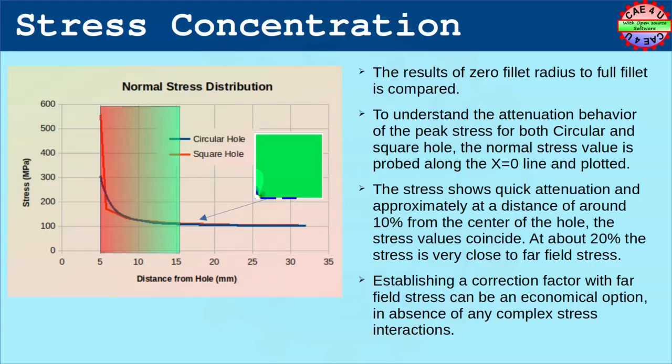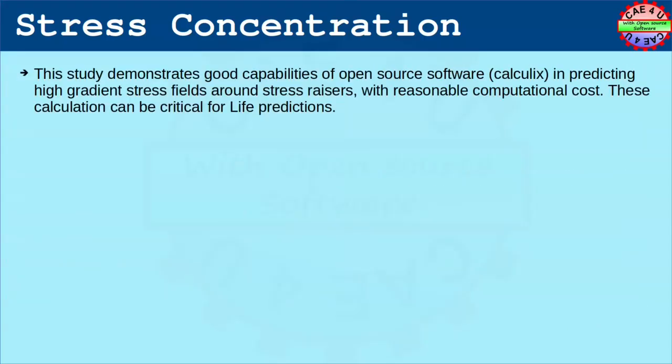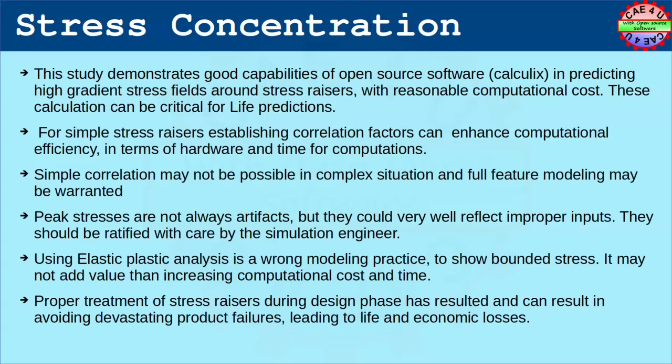Establishing a correlation factor with far field stress can be an economical option in the absence of any complex stress interactions. To conclude this study, we see that the present work demonstrates good capabilities of the open-source software Calculix in predicting high-gradient stress fields around holes with reasonable computation cost. This calculation can be critical for life prediction of machine parts. For simple stress risers, establishing correlation factors can enhance computational efficiency in terms of hardware and time for computations. Simple correlation may not be possible in complex situations, and full-featured modeling may be warranted.